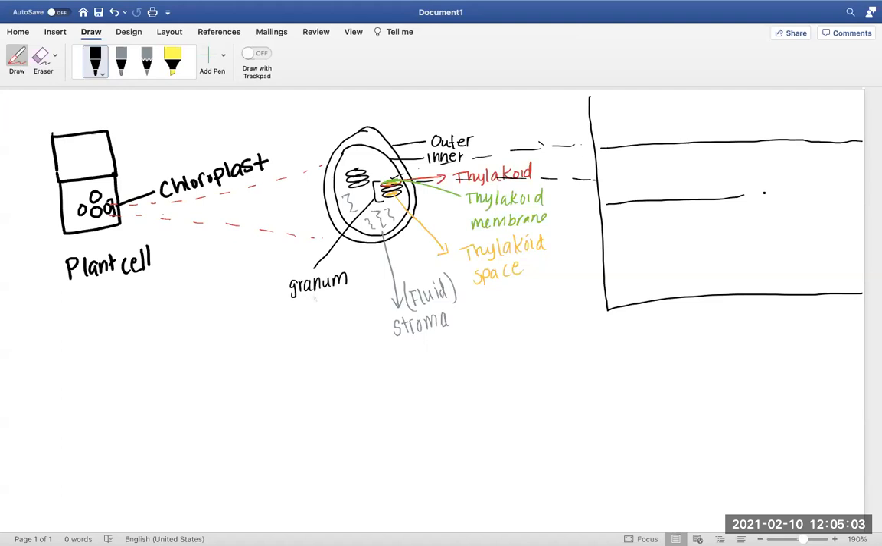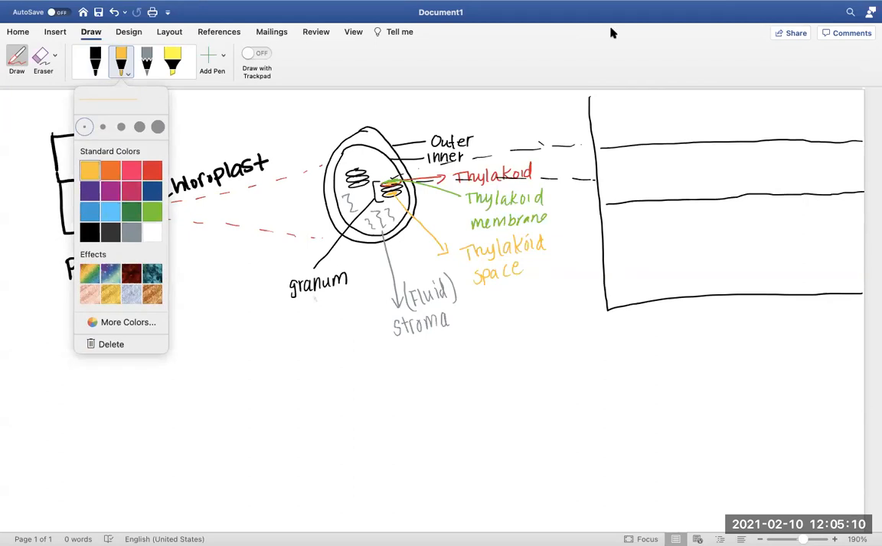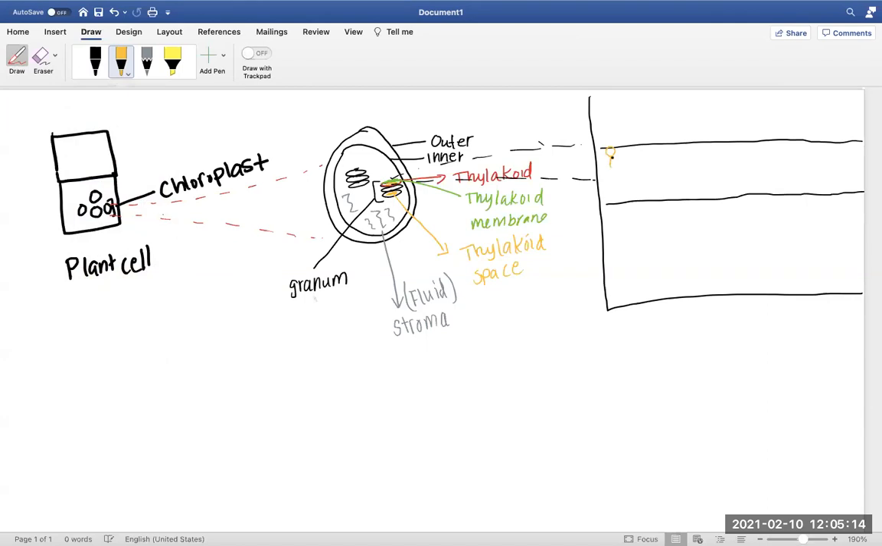What is this made of? You guys remember? What is this thylakoid membrane made of? Phospholipid bilayer. So you have, I'm not gonna complete it, but this is just to give you an idea. It's made of phospholipid bilayer. So this is the thylakoid membrane.